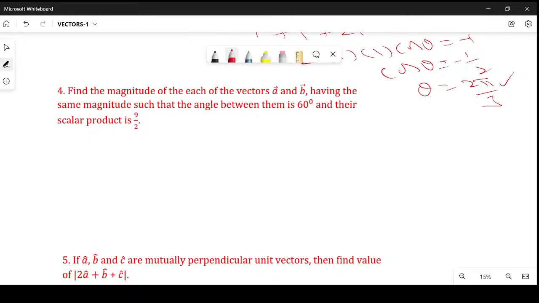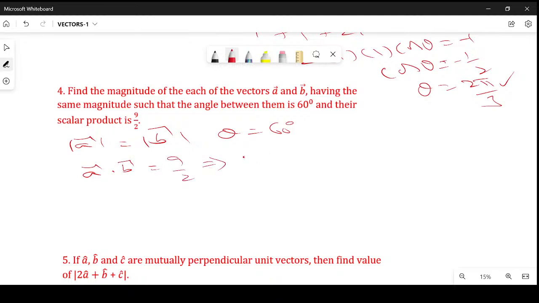Now coming to question number 4. See question number 4. Find the magnitude of each of the vectors a bar and b bar having the same magnitude such that the angle between them is 60 degrees and the scalar product is 9/2. The meaning is, mod a bar equal to mod b bar is given, the angle between them is 60 degrees, theta is equal to 60 degrees, and a bar dot b bar is equal to 9/2. The scalar product is 9/2.